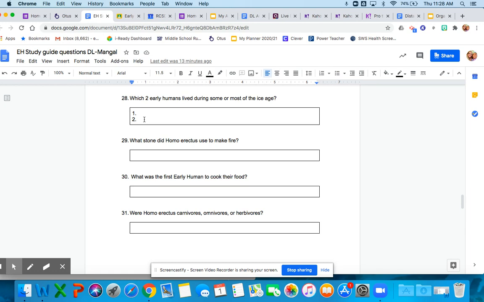29, what stone did Homo erectus use to make fire? So I guess that would have been a good tool for Homo erectus as well. And that would have been the flint stone.